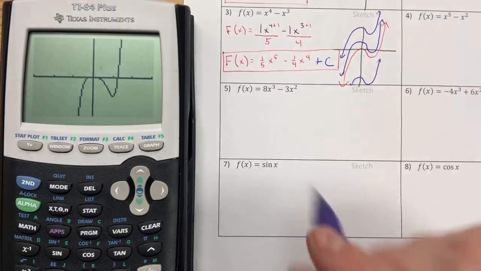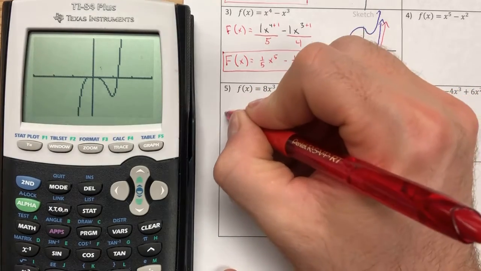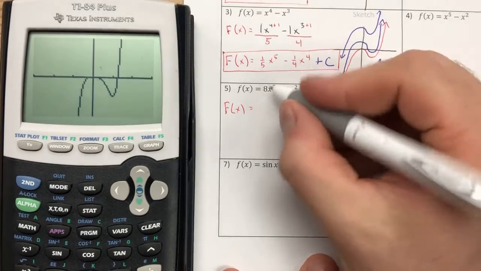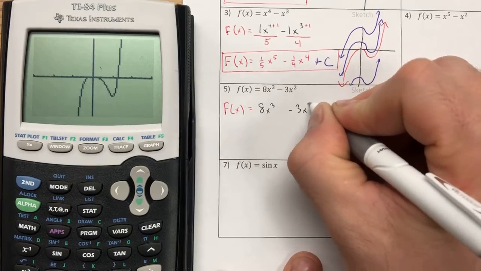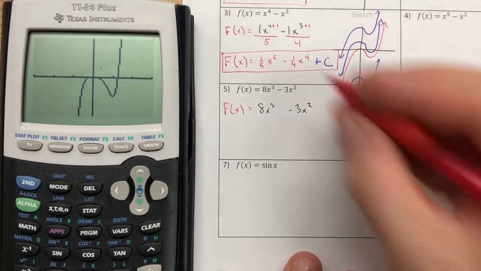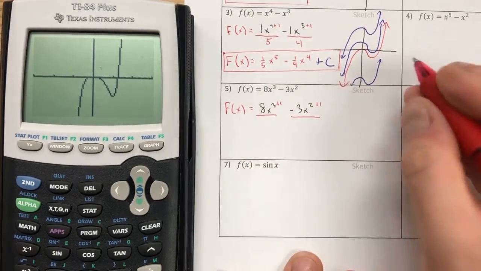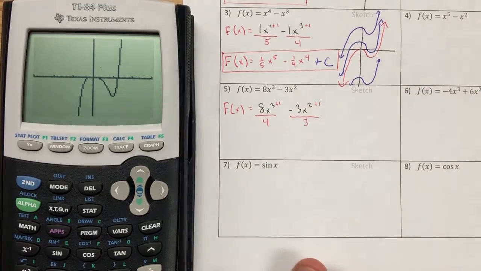So let's go ahead and try number 5 real quick. Pause the video, unpause it when you're done, and see how well you did. Okay, let's take a look. We know the primary antiderivative is capital F of x is going to be equal to, and I'm going to keep most of this information, 8x cubed minus 3x squared. But I am going to add 1 to the power, and then I'm going to divide by whatever that power plus 1 is. So 3 plus 1 is 4, 2 plus 1 is 3.